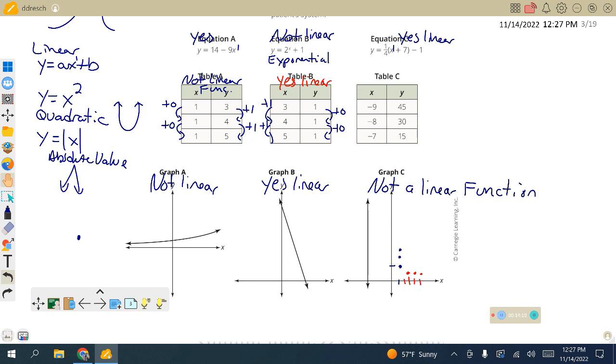Last one there, table C. How much are we increasing by? 45. No, we're not increasing, are we? We are decreasing. 30 minus 45 is, and then I decreased again, right? Am I seeing negative 15 there?